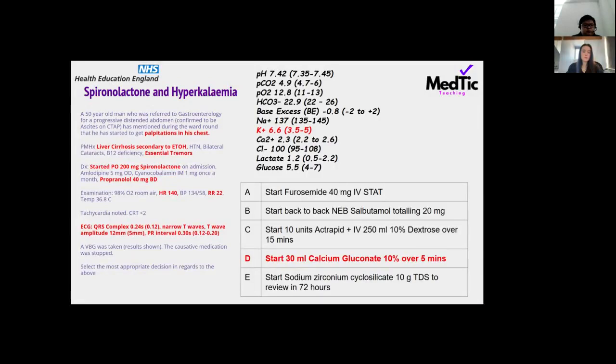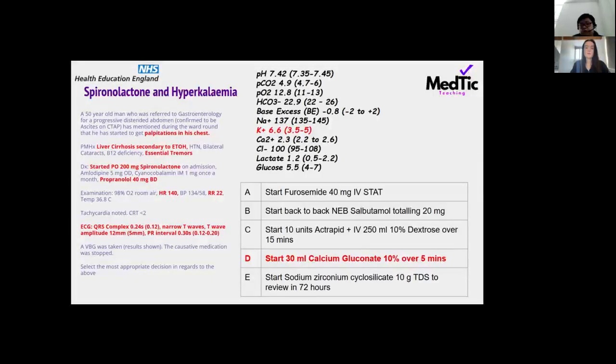Now, there are a few things to dissect and to point out from this question. So, we have a 50-year-old gentleman being admitted to gastroenterology due to progressive ascites that was noted on the CTAP and his symptoms as well. He has also been found to have palpitations in his chest since his admission, which is quite concerning as well. Important history is that he has liver cirrhosis secondary to alcohol, and he also has essential tremors, which is another thing to note.